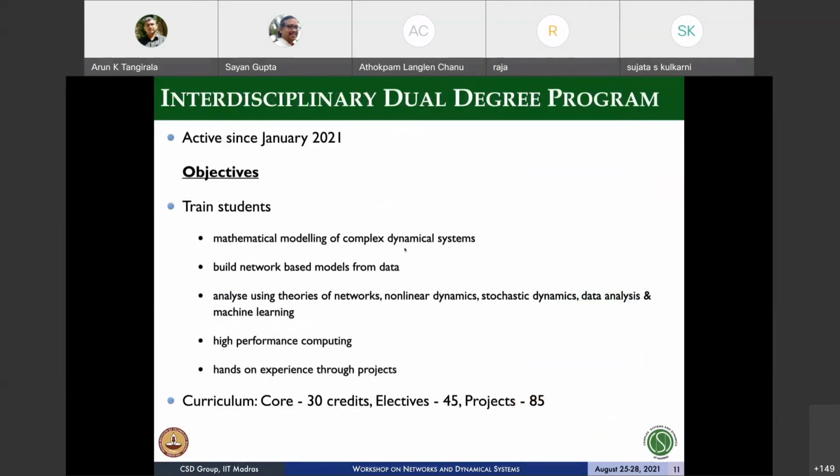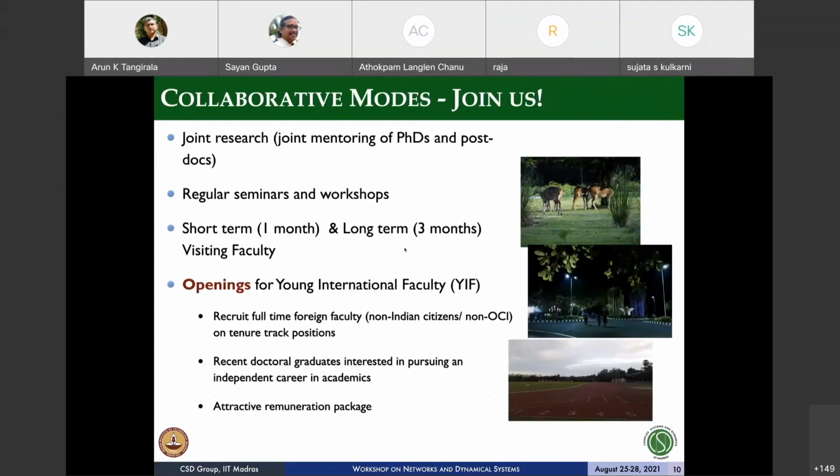We have very recently launched an interdisciplinary dual degree program, which has been active since the beginning of this year. And the objective, of course, is to train students in several aspects of complex systems and dynamics, which ranges from mathematical modeling to computing and hands-on experience as well. So, of course, this is open only to IIT students as of now.